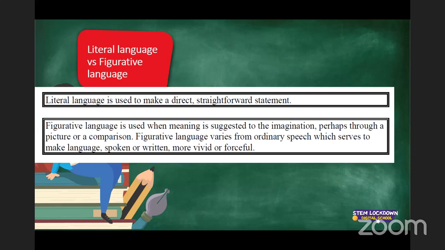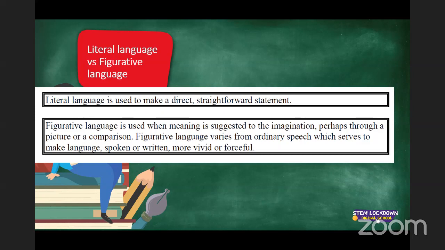Just to start off, we look at the difference between literal language and figurative language. As it says there, literal language is used to make a direct, straightforward statement. So it's a fact. And figurative language, on the other hand, is used when meaning is suggested to the imagination, perhaps through a picture or comparison.